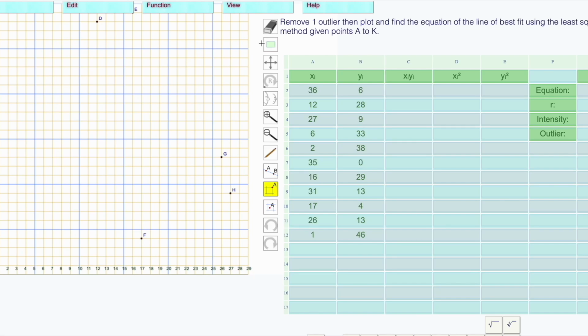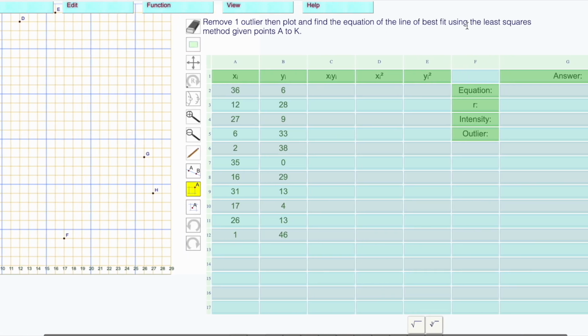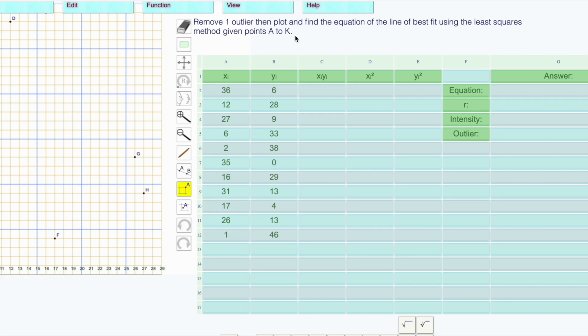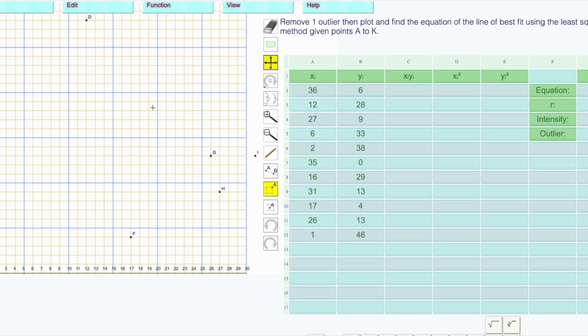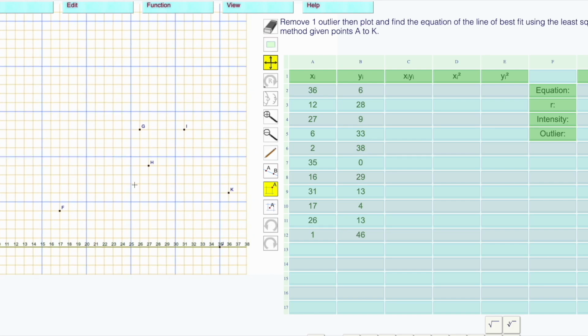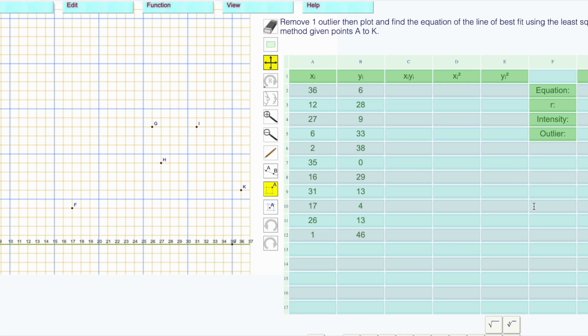Level 14, remove one outlier, then plot and find the equation of the line of best fit using the least squares method given points A to K. Our outlier, A, B, C, D, E, that fits nicely. It's F that's the outlier. F is the outlier, it's at 17, 4. I'm just going to put a little XXX over here on the 17, 4.